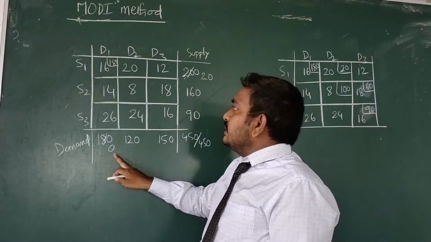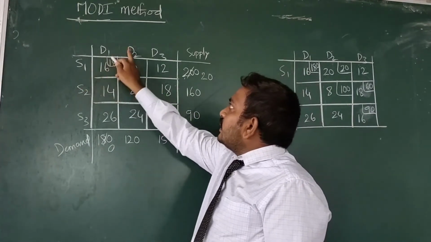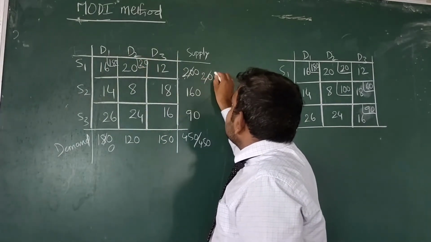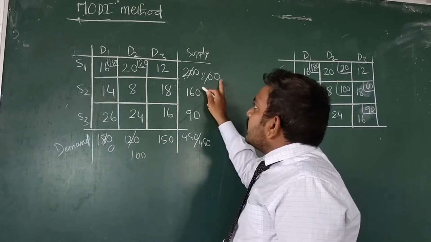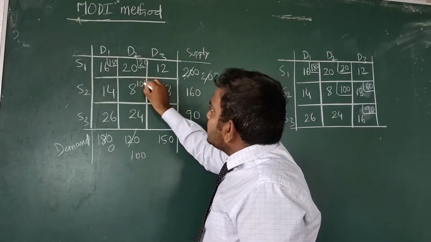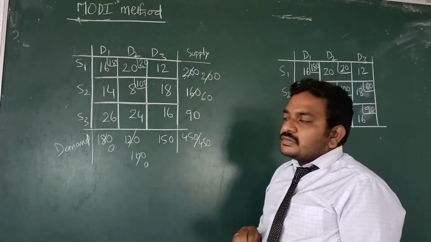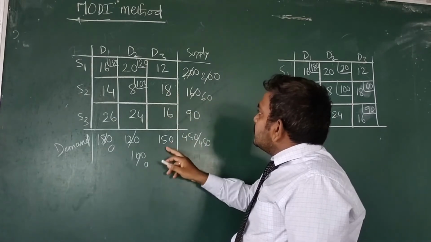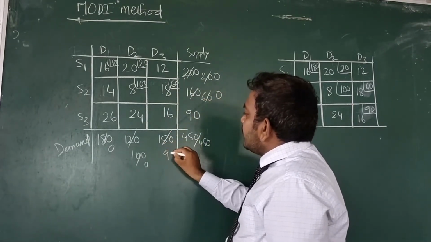This gets exhausted. Now move on to the next northwest cell in the table, that is S1 D2. Here 120 and 20. When the condition is satisfied, this becomes 0 and this becomes 100. Next, this gets exhausted and the next northwest cell becomes this 100 and 160, 100. This becomes 0 and this is 60. This gets exhausted and the next northwest cell is 18. This is 60. Negated here. This becomes 0. This is 90.